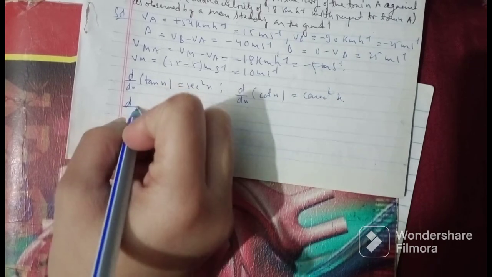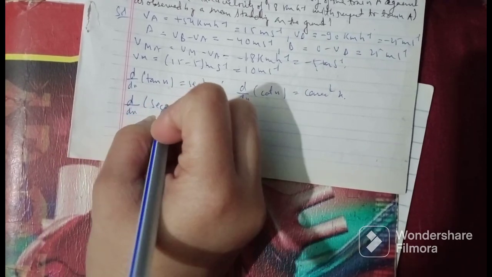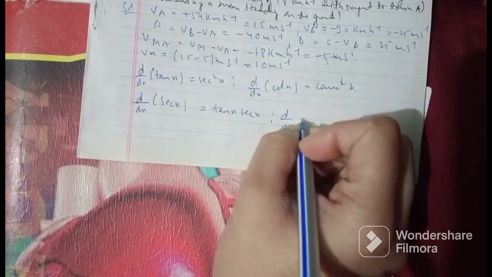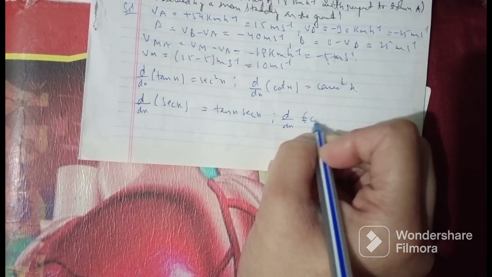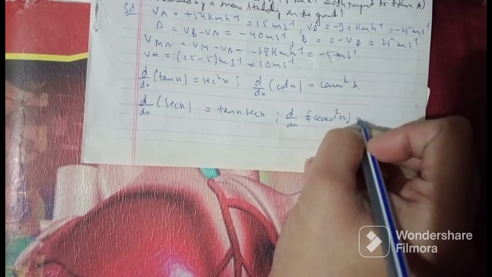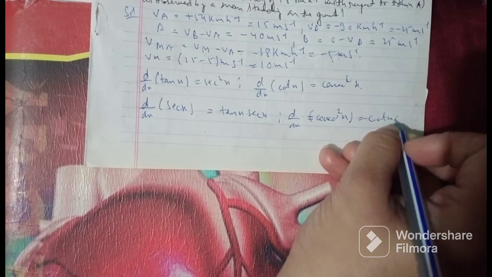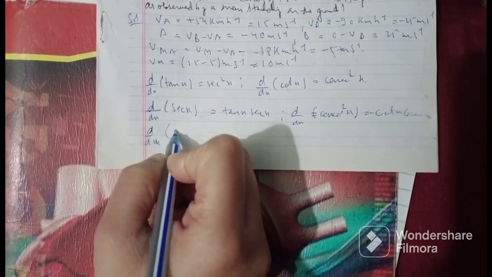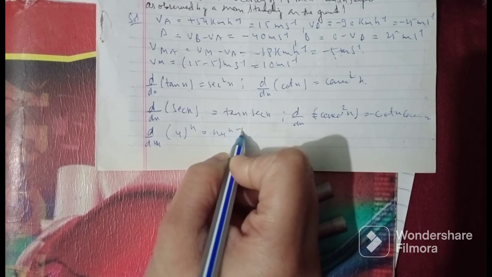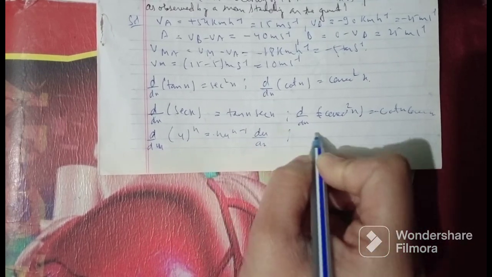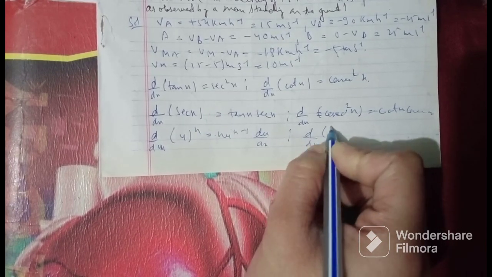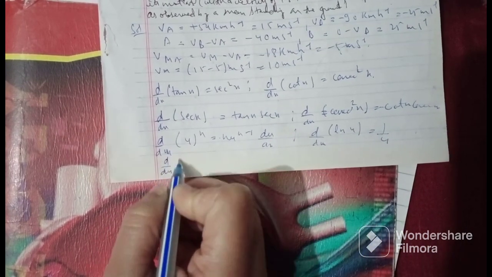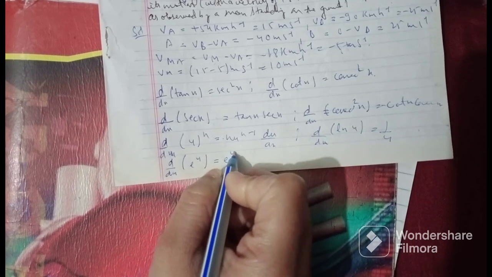Then we have d/dx of sec x equals tan x sec x, and d/dx of cosec x equals minus cot x cosec x. d/dx of u to the power n equals n u to the power n minus 1 times du/dx. d/du of ln u equals 1 upon u, and d/du of e to the power u equals e to the power u.